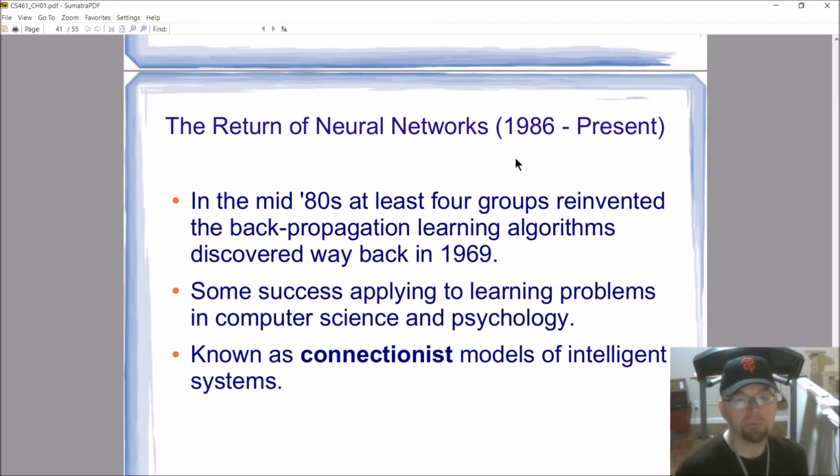Right? So some of these learning algorithms that are related to neural networks were rediscovered and re-implemented, and there was some success applying these neural algorithms to certain problems related to computer science and psychology, and these successes became known as essentially the connectionist models of intelligent systems.